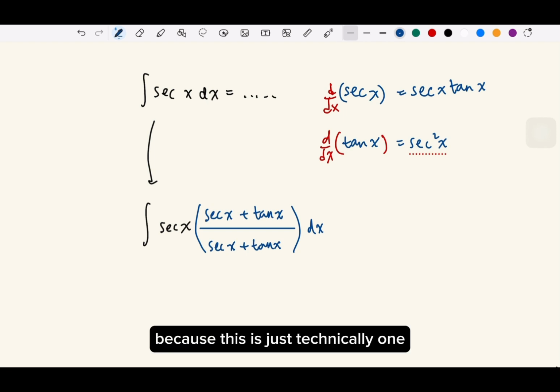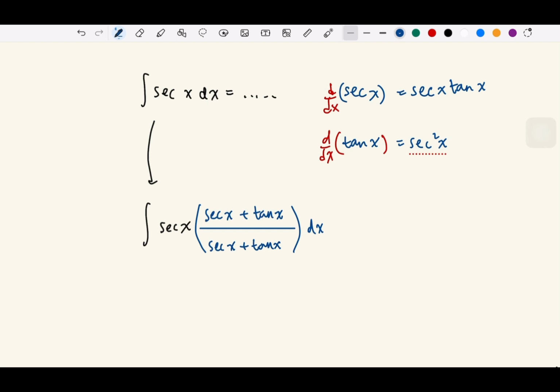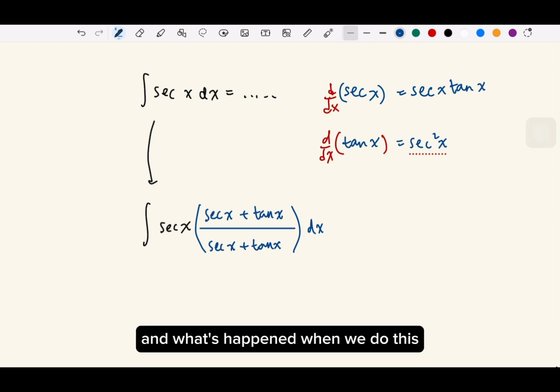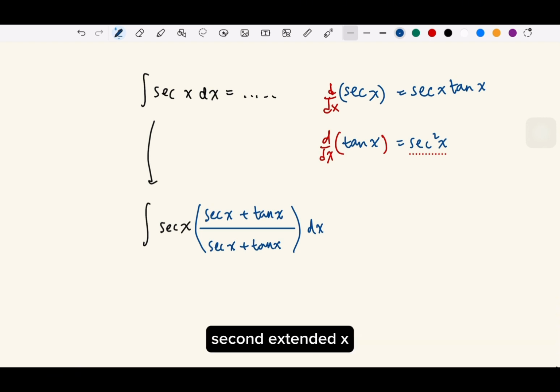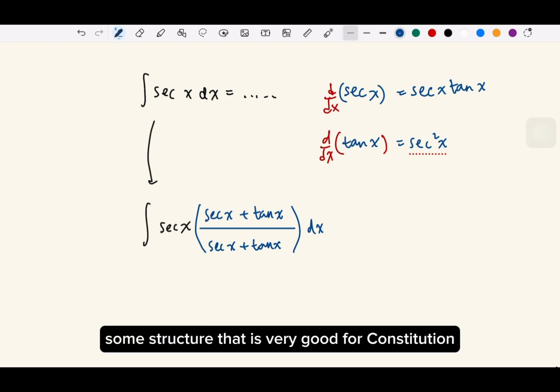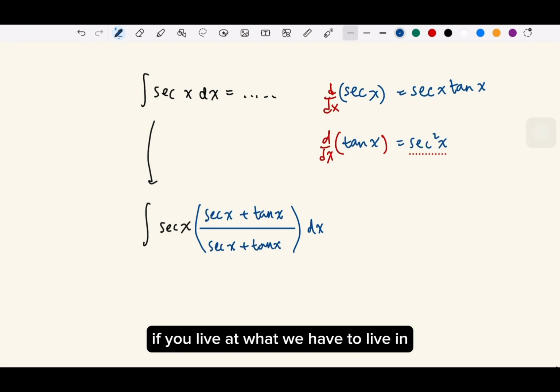Because this is technically 1, right? So I can just multiply with this. And what happens when we do this is we are going to have secant squared x plus secant x tangent x, and then we have secant x plus tangent x as the denominator. And then we have some structure that is very good for substitution.